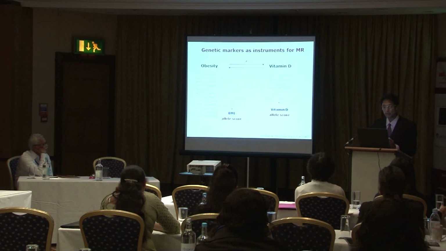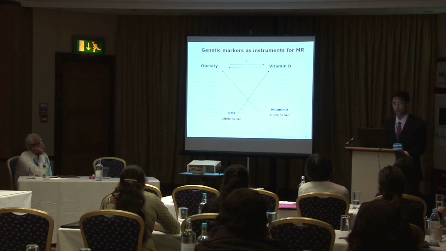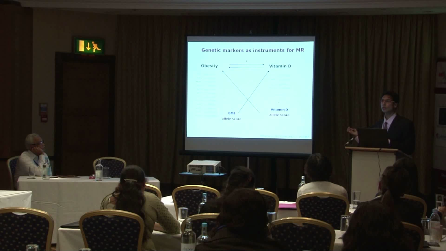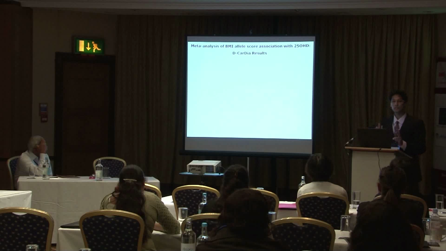So we use the BMI allele score as the instrument for obesity and tested for the association with vitamin D. And likewise, the vitamin D allele score was tested for the association with obesity, because the vitamin D score is the genetic instrument for vitamin D deficiency. If this is not clear, please do let me know. I'm happy to repeat it again. I know it's a bit confusing over here, but please do let me know. So we tested for these two associations.